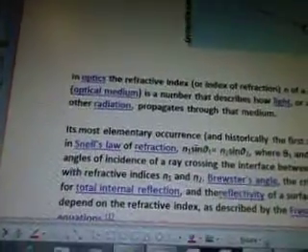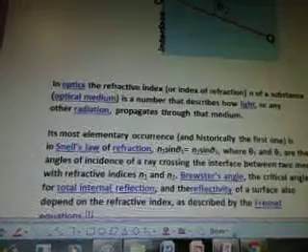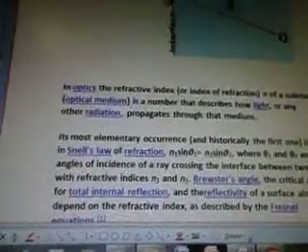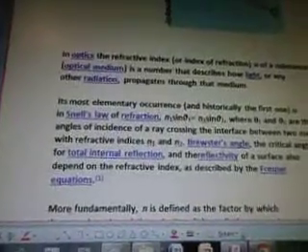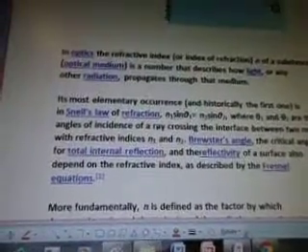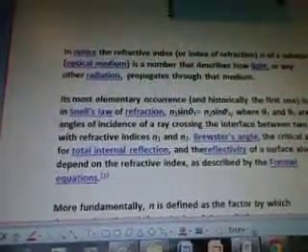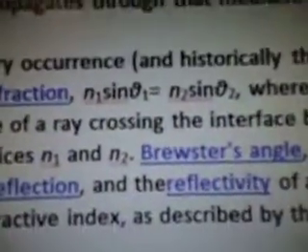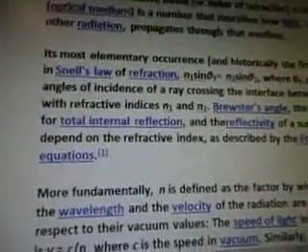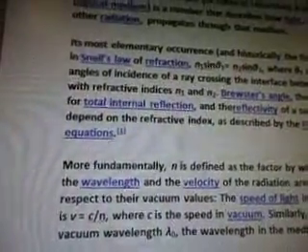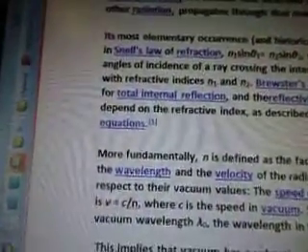Okay. So in optics, the refractive index, or index of refraction, n of a substance, optical medium, is a number that describes how light or any other radiation propagates through that medium. Its most elementary occurrence, and historically the first one, is Snell's law of refraction: n1 sin θ1 equals n2 sin θ2, where θ1 and θ2 are the angles of incidence of a ray crossing the interface between two media with refractive indices of n1 and n2.